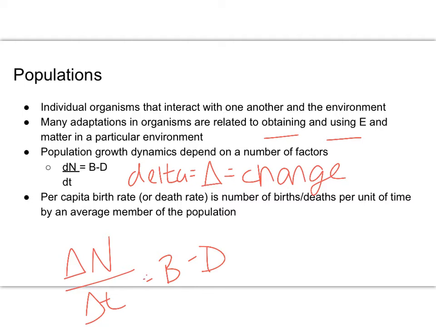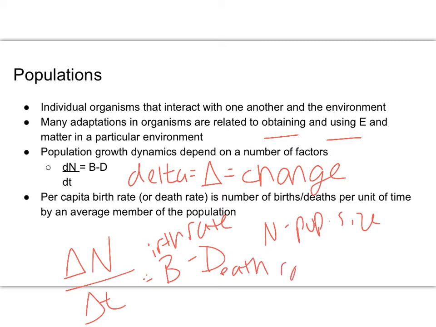So now I have my delta N, right? N is my population size. So capital N is population size. The capital B there is the birth rate. The capital D is going to be the death rate. And the lowercase t there is going to be time. So what this equation boils down to is that our change in our population size over time is equal to the birth rate minus the death rate.